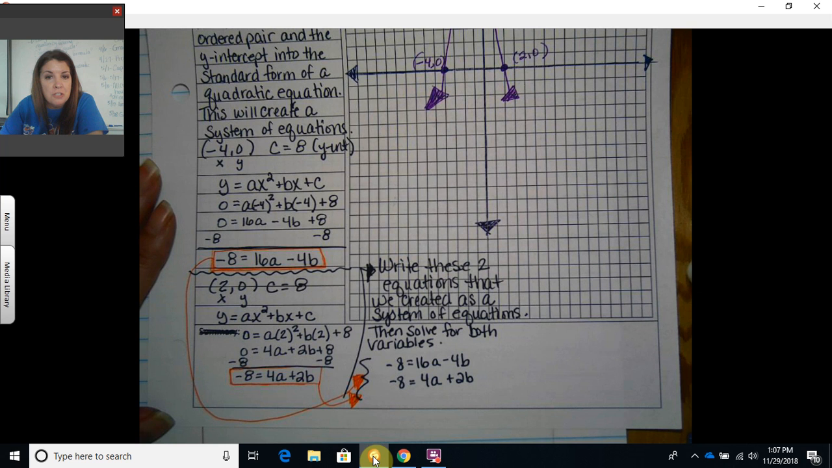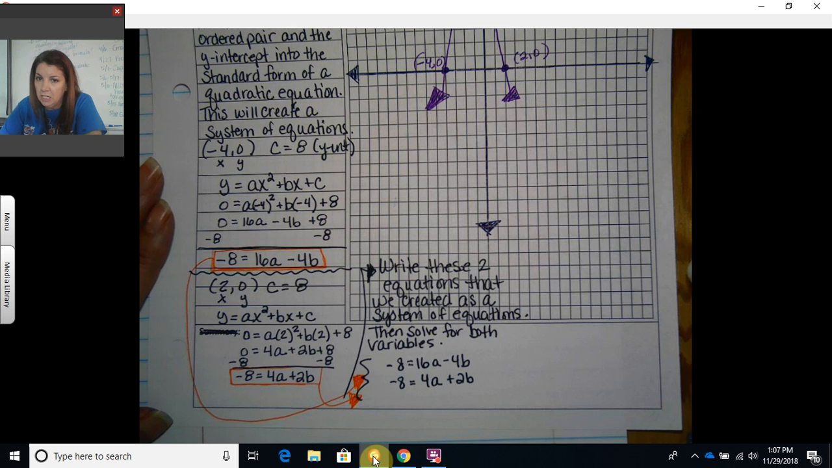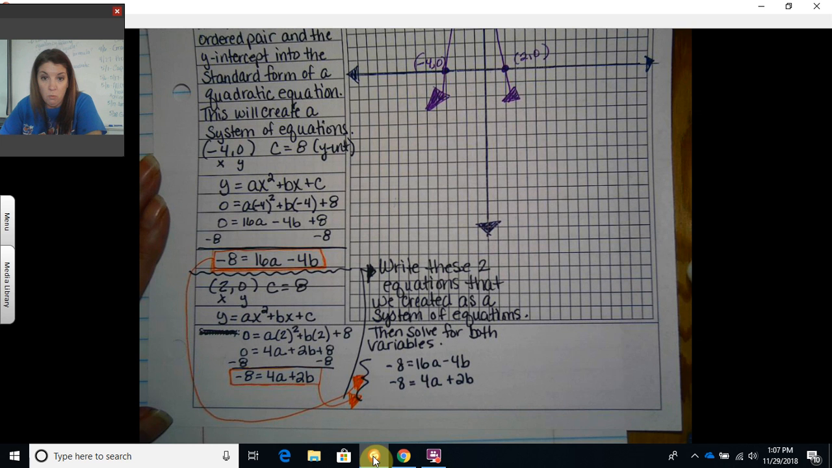Do my A's eliminate automatically? No. Do my B's eliminate automatically? No. If I want to eliminate my A's, I would multiply the top or the bottom equation in this case? Bottom equation by what?